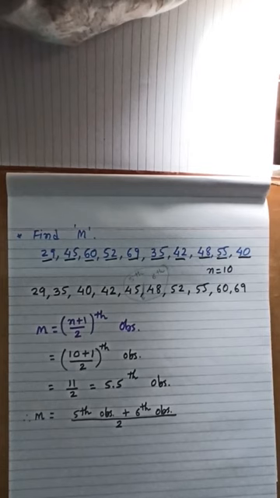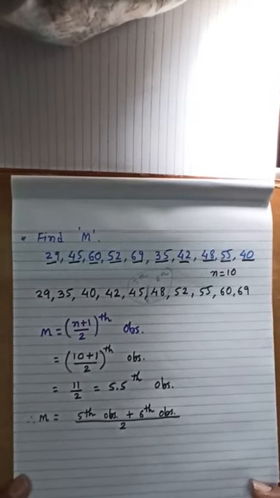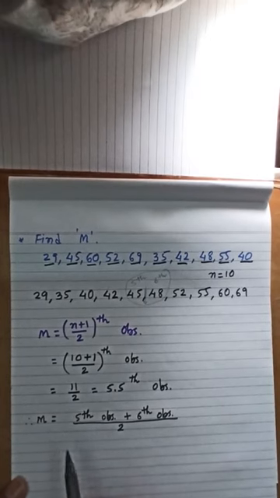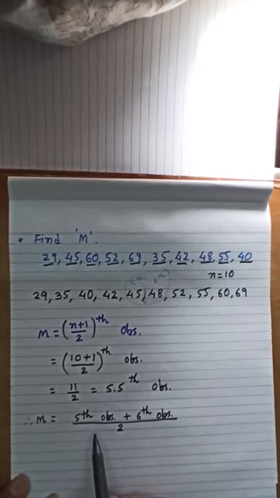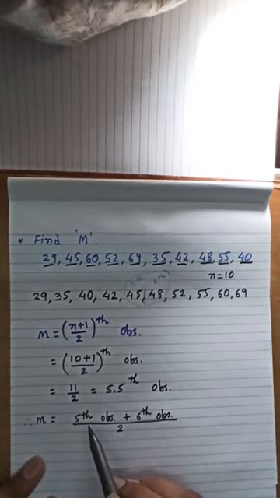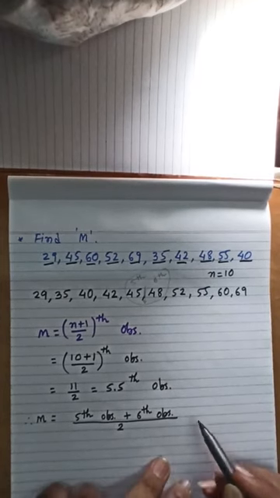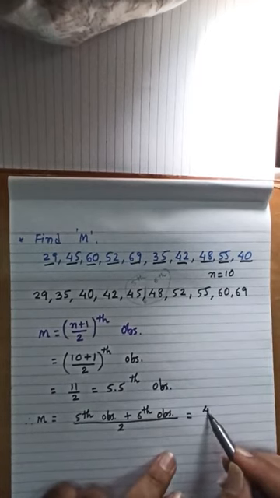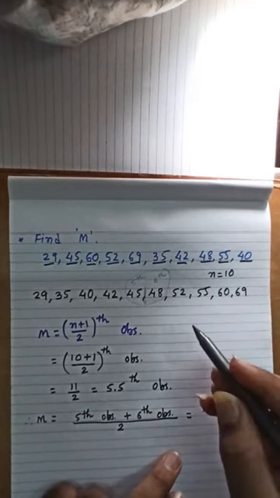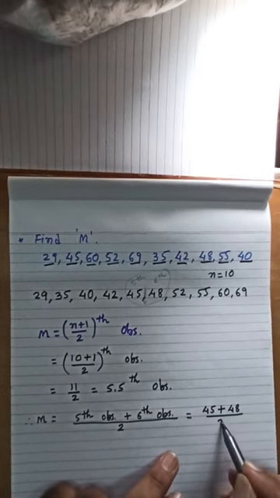5.5 is exactly in between what? 5 and 6. So our median will be exactly between what? Fifth observation and sixth observation. So the first method to find the median is fifth observation plus sixth observation divided by 2. Fifth observation is 45. Our sixth observation is 48, and now it will be divided by 2.